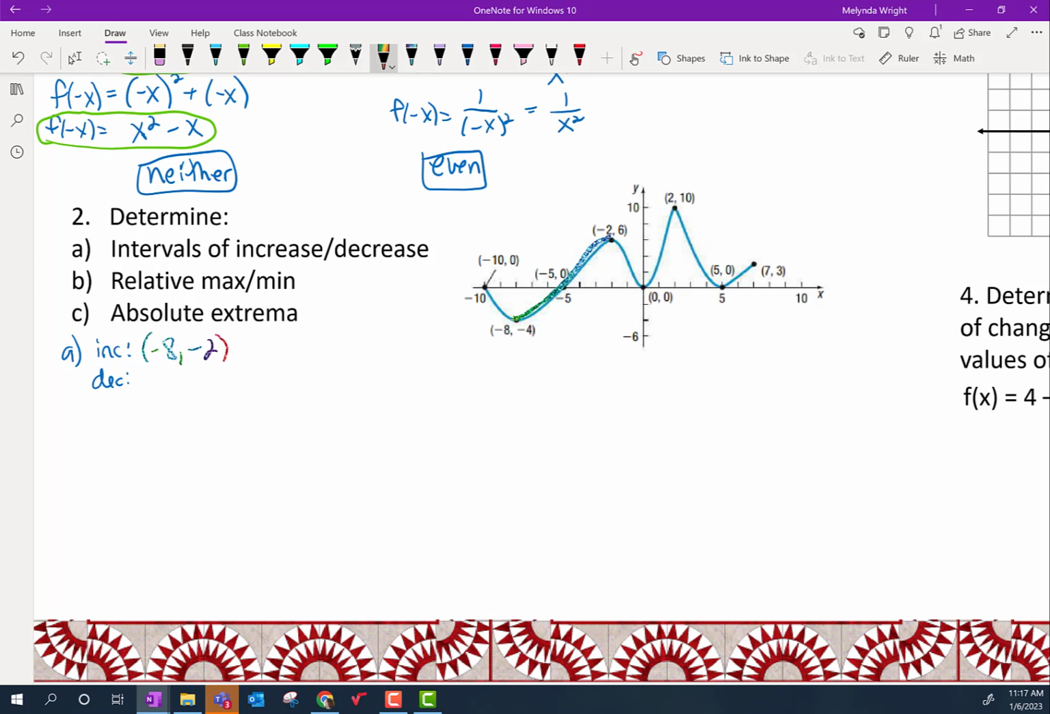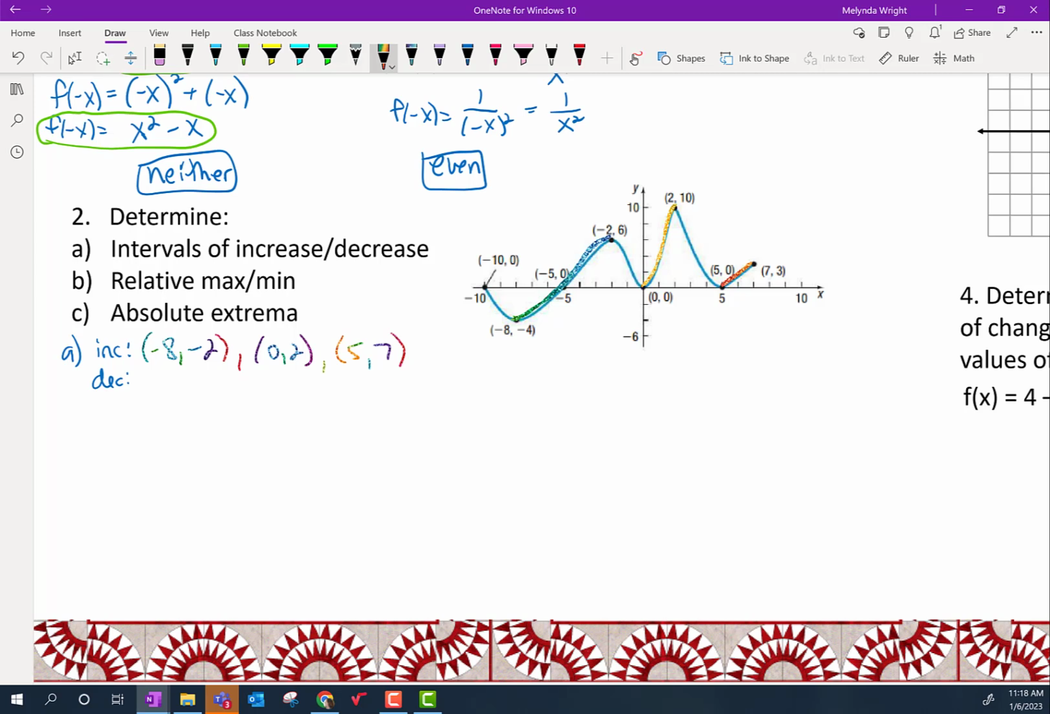So let's look for some more increasing. It looks like from 0 to 2, we're also increasing. And then we've got one more increasing part right here. It looks like from 5 to 7, we're increasing.